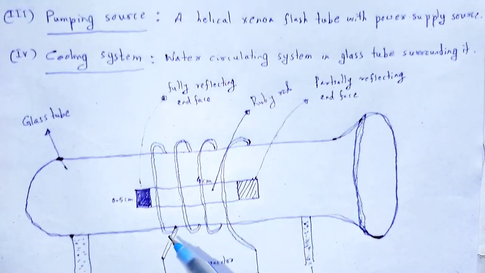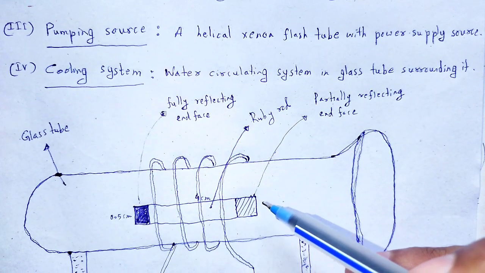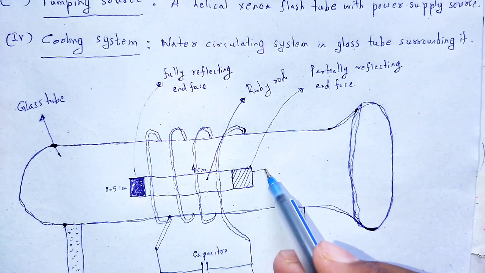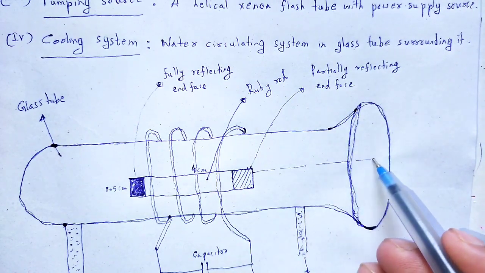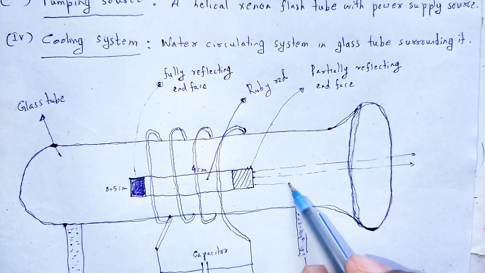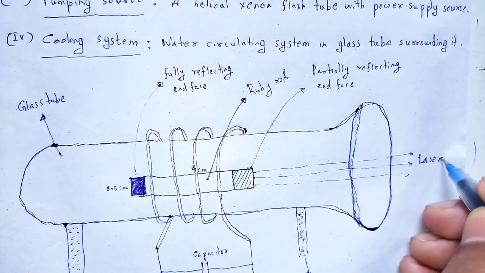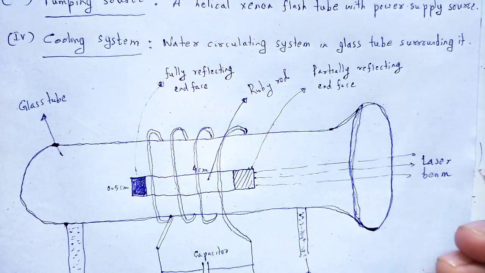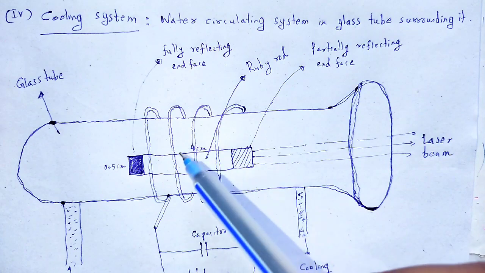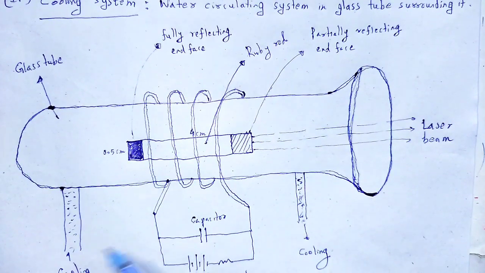That will be the construction. Ruby rod, fully reflecting end face, partially reflecting end face, and finally the laser light is emitted with the laser beam. Glass tube, power supply unit, xenon flash light, then cooling system.